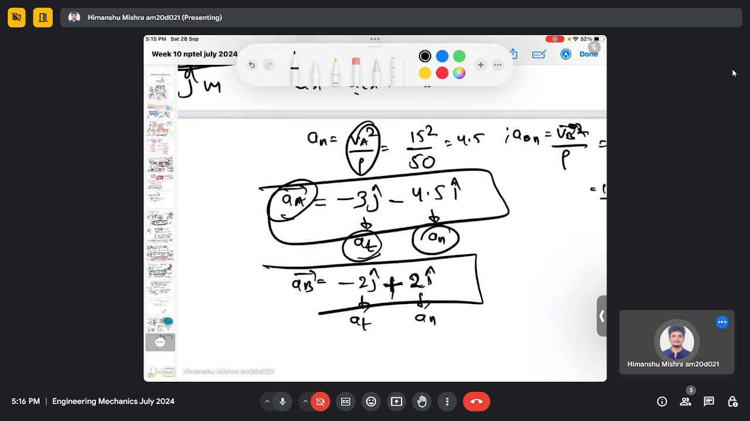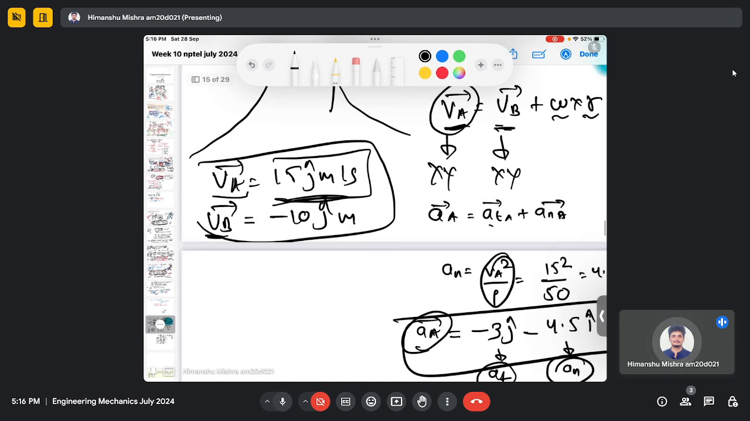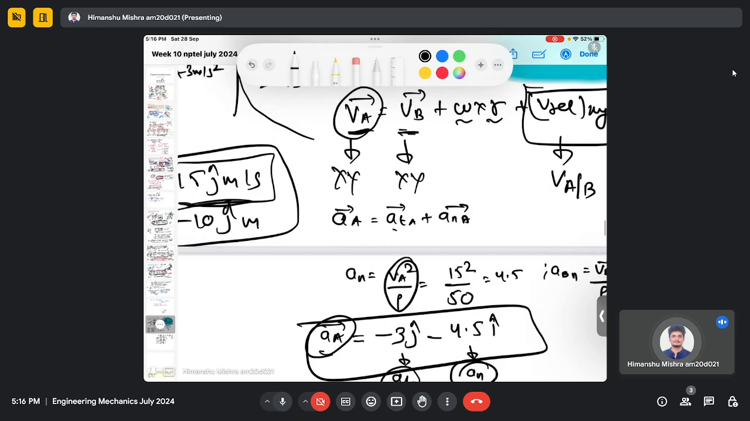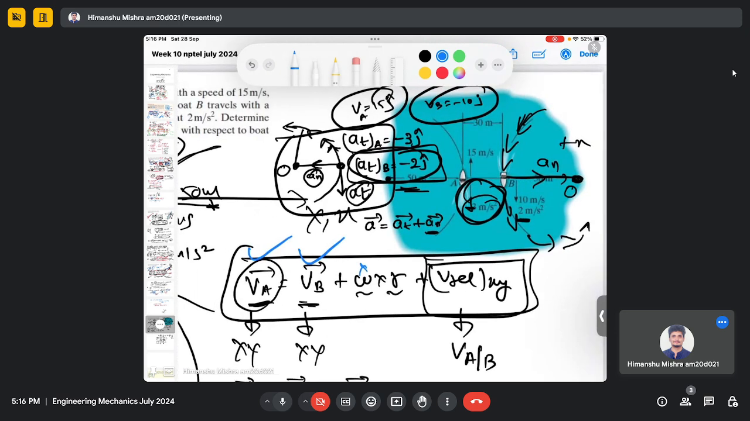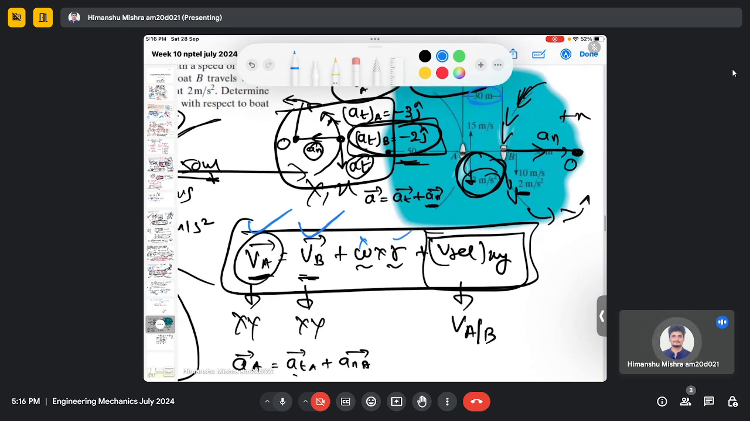So this is the acceleration vector of both A and B, and these are my velocity vectors of both A and B. So now I can use this velocity expression as well as the acceleration expression. So here I know this VA, I know this VB, I don't know this omega, and R is 30 I. It's given here, 30 meter. So we have given this, and we need to find this relative velocity. So this is the unknown we need to find. So first let's figure out what is the omega here.